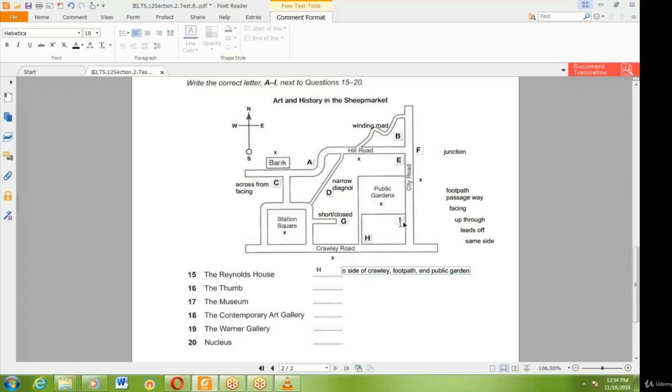Ola, it can't be I. There's no footpath over here, Ola. I think Ola said I. If you didn't say that, Ola, then I apologize for calling you out. Where's thumb? Number 16.